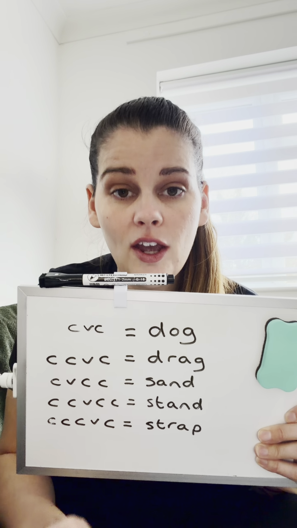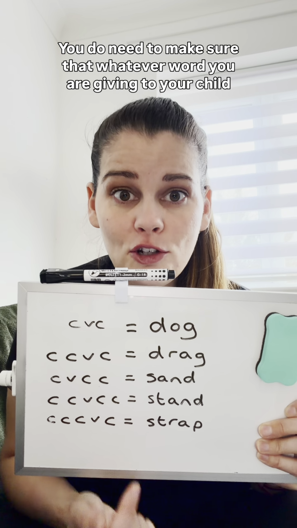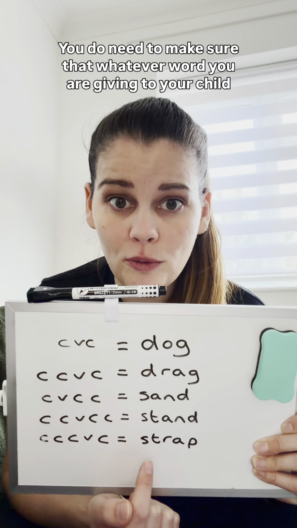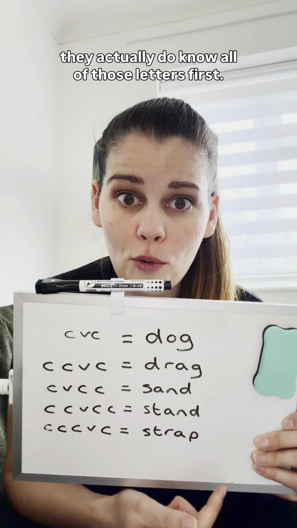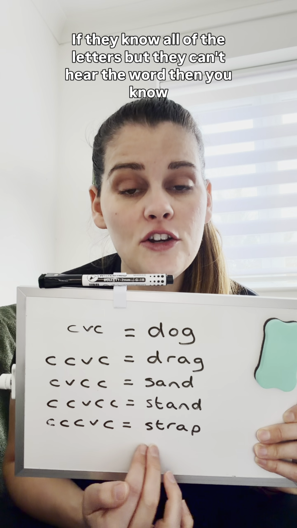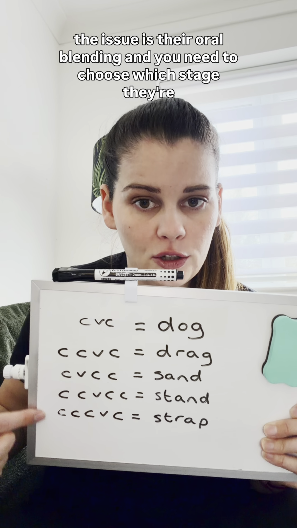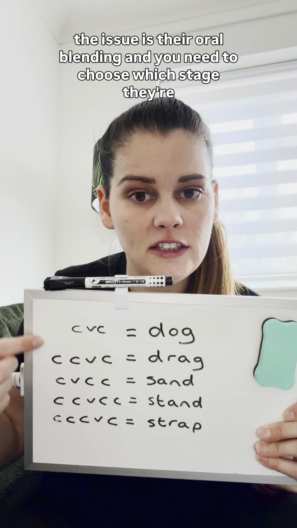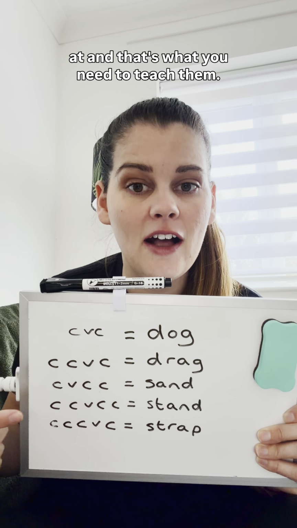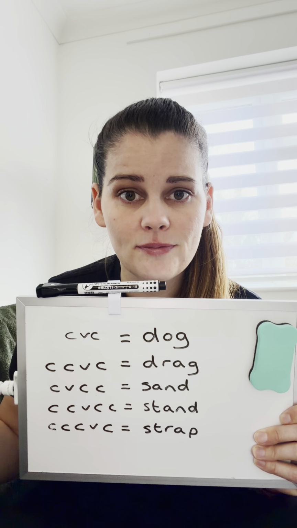Just a little top tip here, you do need to make sure that whatever word you are giving to your child, they actually do know all of those letters first. If they know all of the letters, but they can't hear the word, then you know the issue is their oral blending, and you need to choose which stage they're at, and that's what you need to teach them.